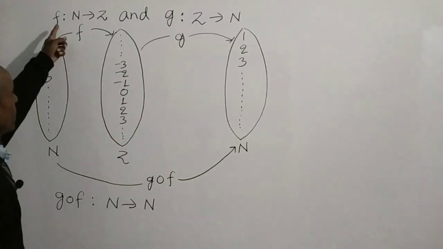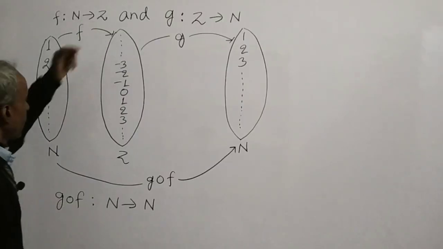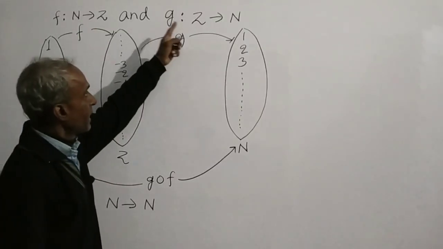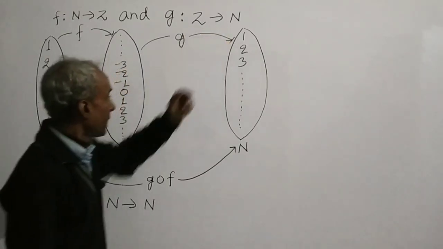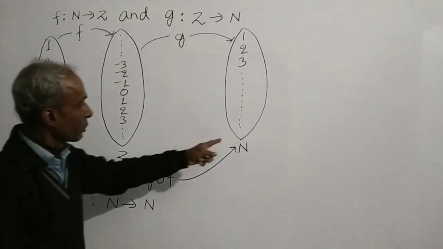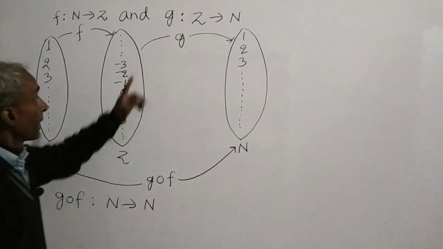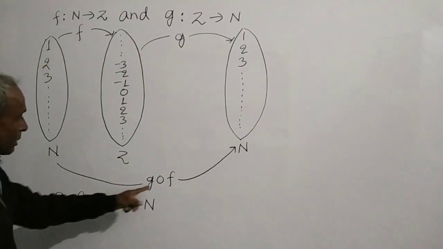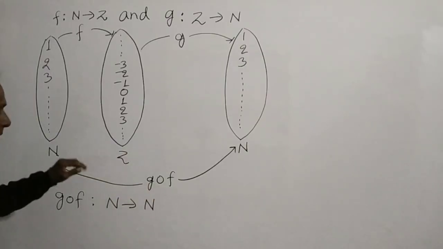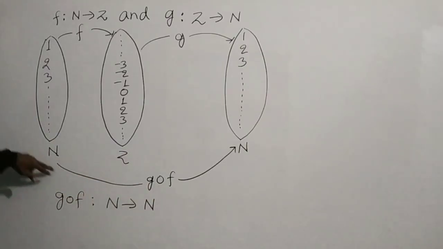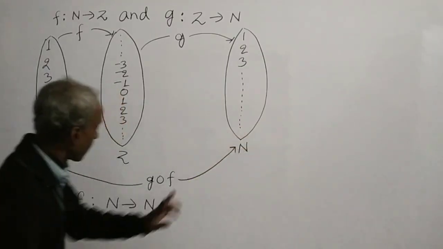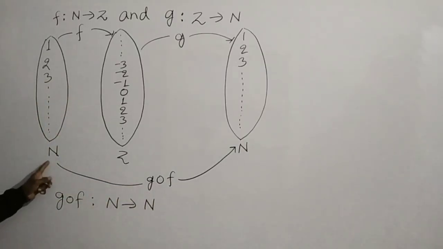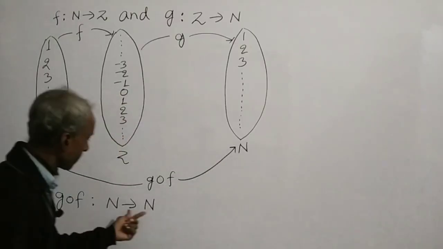Since f is a function from N to Z, from this set to this set, and g is a function from Z to N, from this set to this set, then g∘f will be a function from this set to this set. That means g∘f will be a function from N to N.